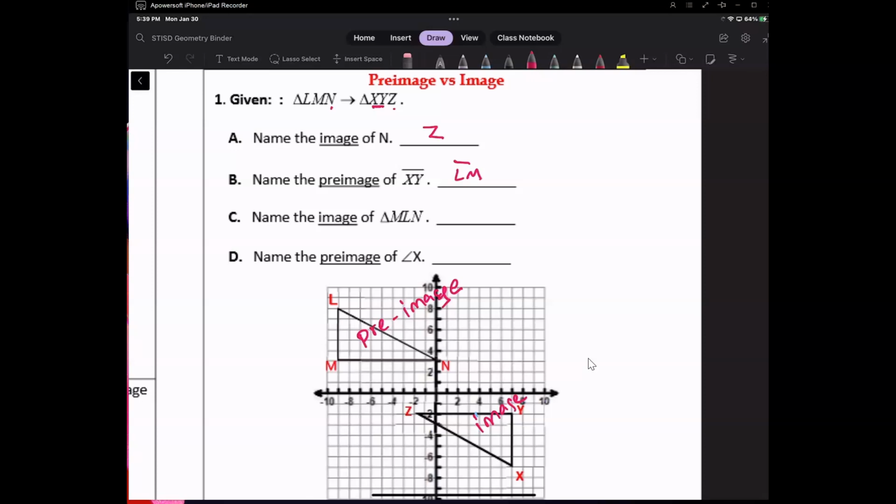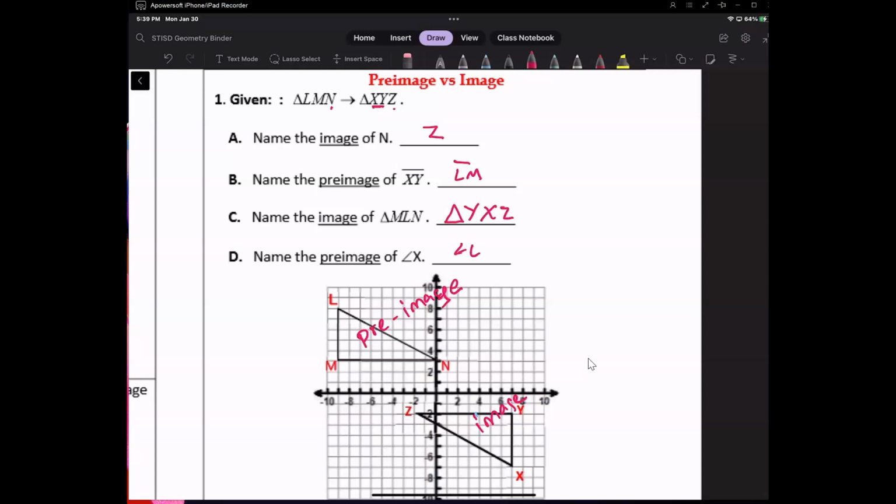Name the image of triangle MLN, and we got to make sure that we use the correct statement and the correct order. So M corresponds with Y, L corresponds with X, and N corresponds with Z. So the pre-image for angle X is angle L.